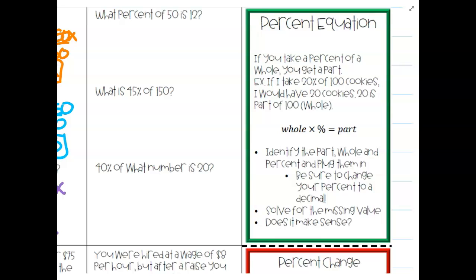let's say there's a sale, okay? It's $20 for a shirt, but it's 15% off. To figure out how much you're going to pay, you need to take the whole, the $20, times the percent. Okay, the whole times the percent. That's how you would do that, okay? That will tell you what part you are going to save. So, pretty much, if I take 20% of 100 cookies, you'd have 20 cookies because 20 is part of the 100.